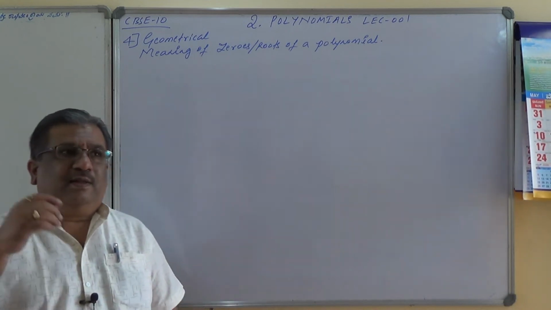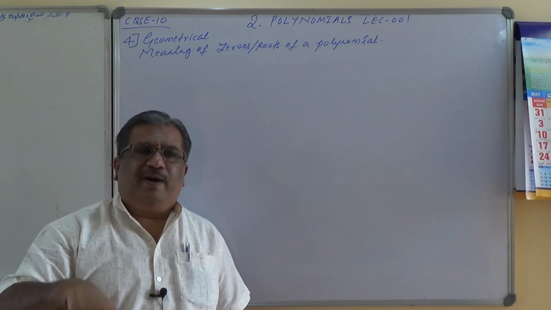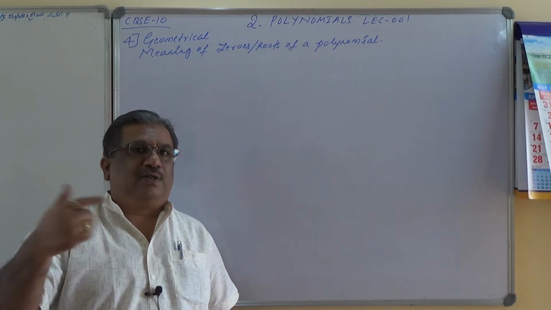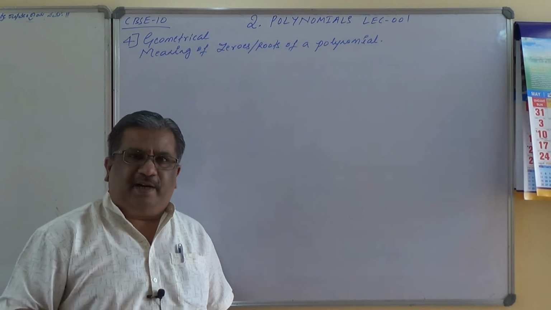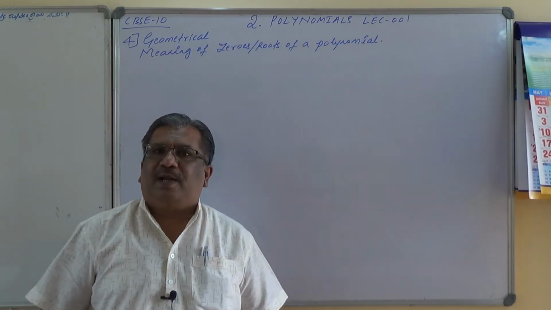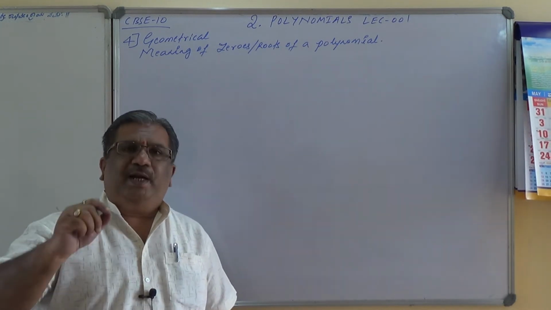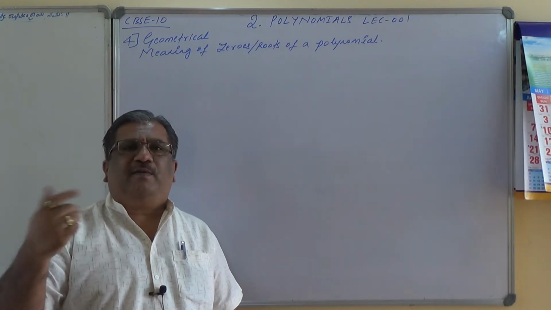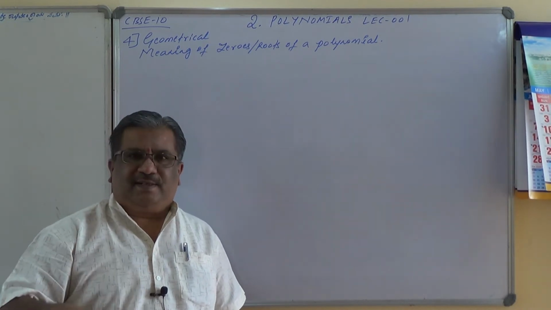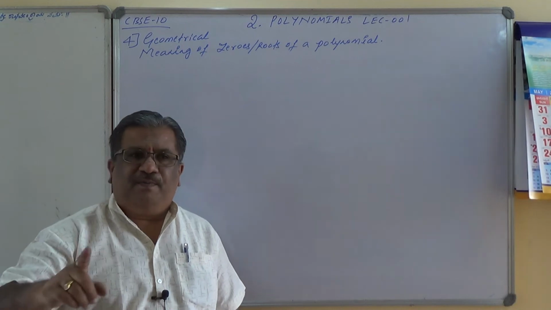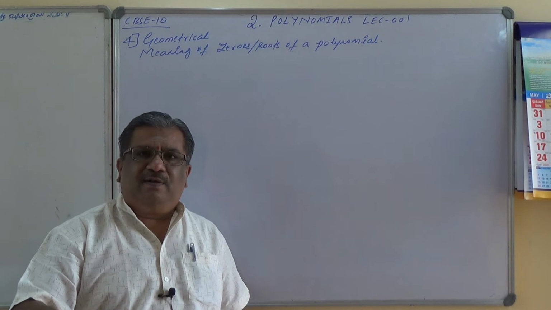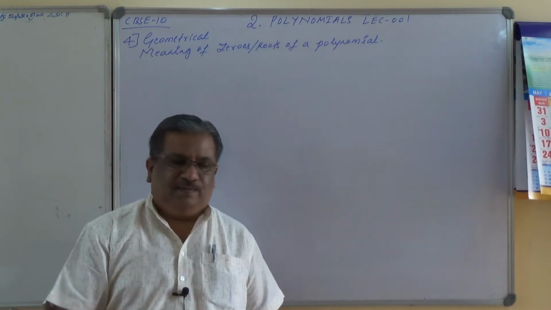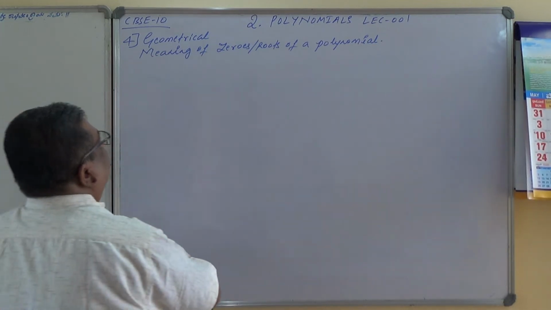So that value of x, where the polynomial reduces to 0, is called the root of the given polynomial, which you have studied. So geometrically I can put it like this: the x coordinate of the point of intersection of the graph with x-axis is called the zero or root. Let's see now. First one, linear polynomial.